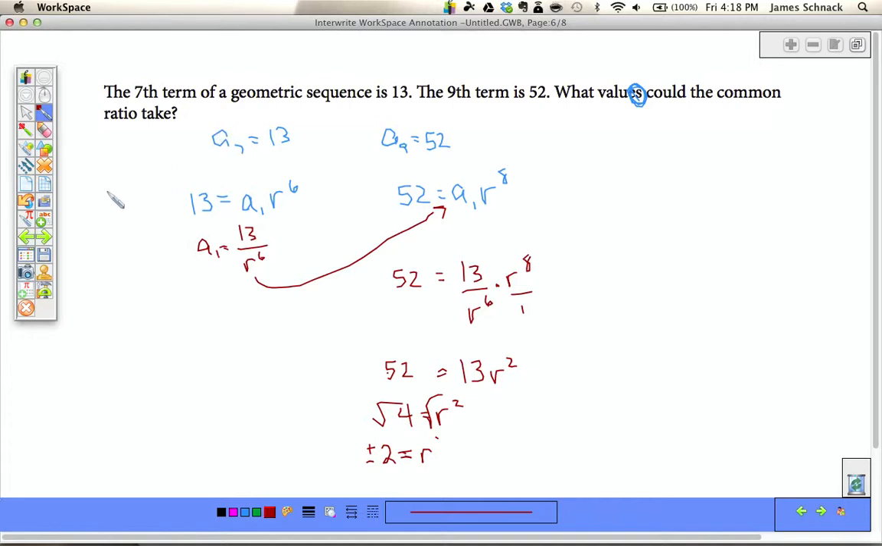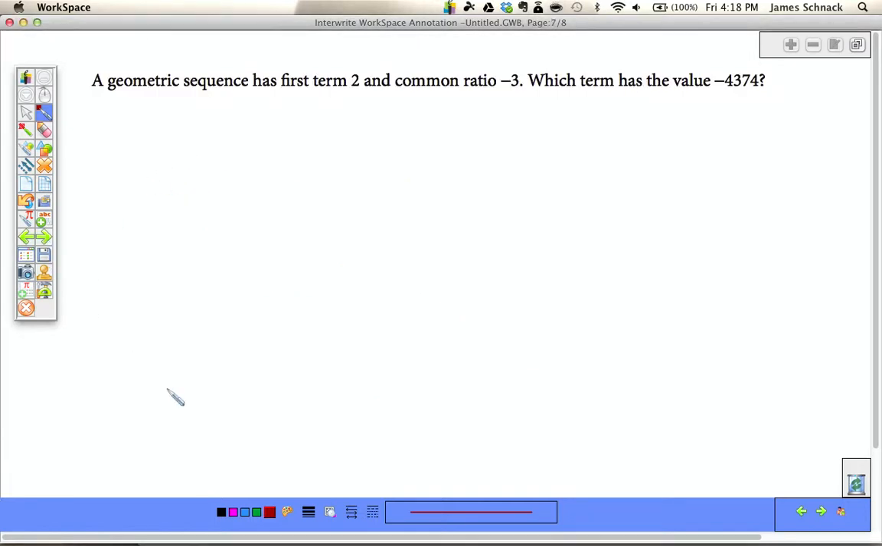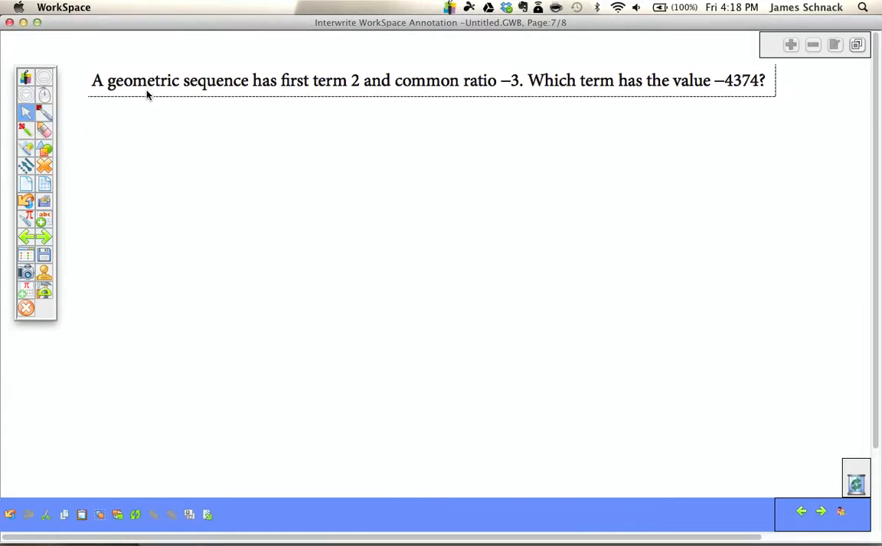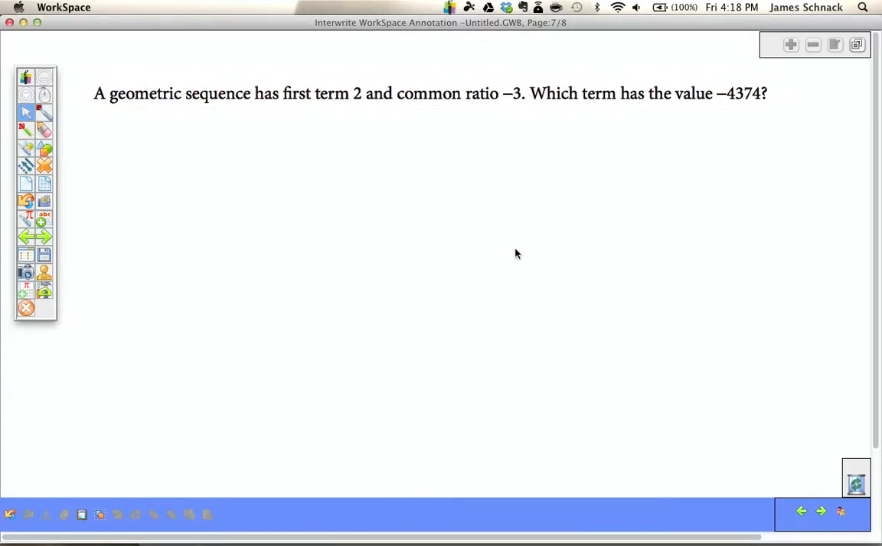Next example. A geometric sequence has a first term of 2 and a common ratio of -3. Which term has the value -4,374? One thing you'll get to know about these geometric sequences, the numbers get very big very quickly, likewise very close to 0 very quickly sometimes. So a1 is 2, r is -3. The question is an equals -4374. Well, let's go to our rule.